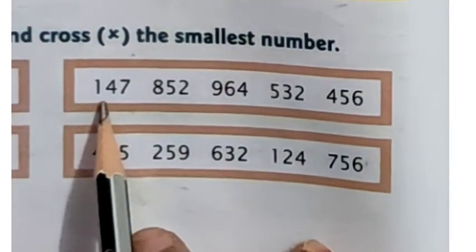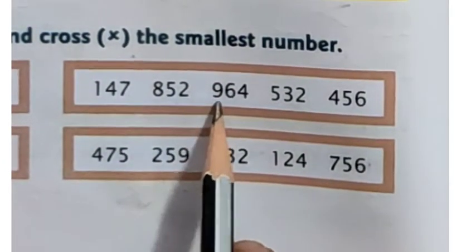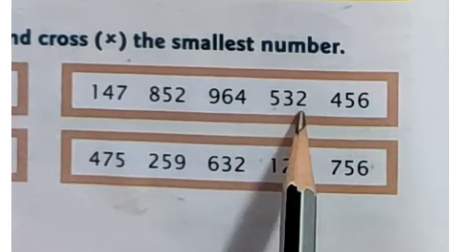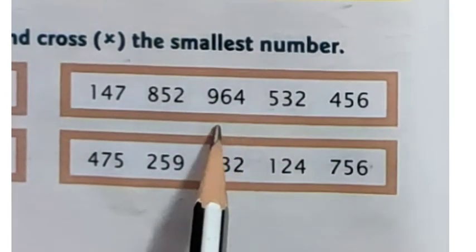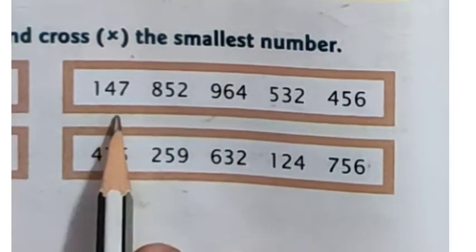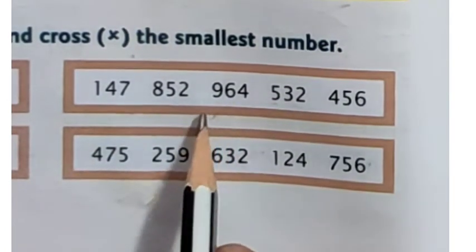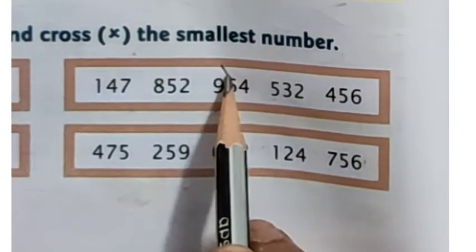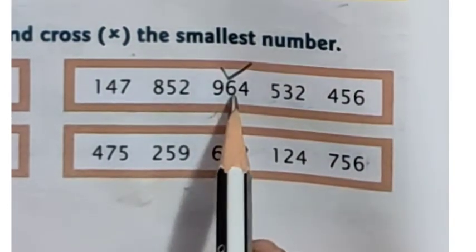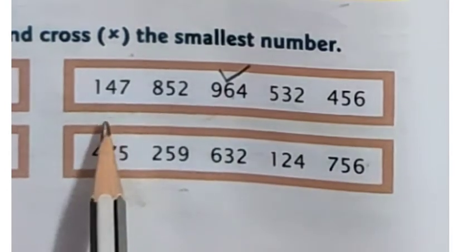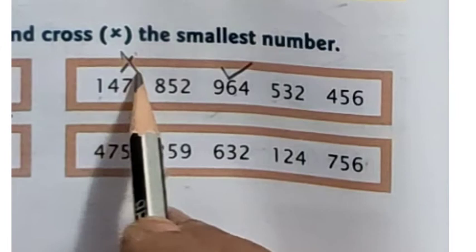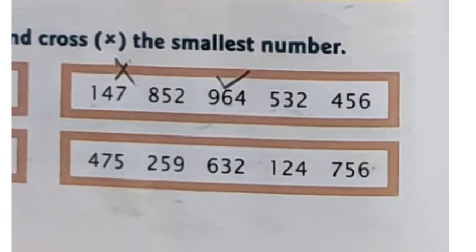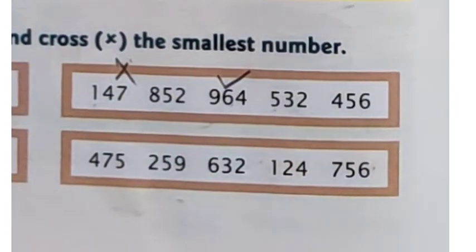Cross out. Now let's move on to the next question. It is 147, 852, 964, 532 and 456. All are 3-digit numbers. Here also compare the hundreds place. Here in the hundreds place, which is the biggest digit? It is 9. So tick this, 964. It is the greatest number. Next, here 1 is the smallest digit. Cross this. 147 is the smallest number. Next sum you try, children.